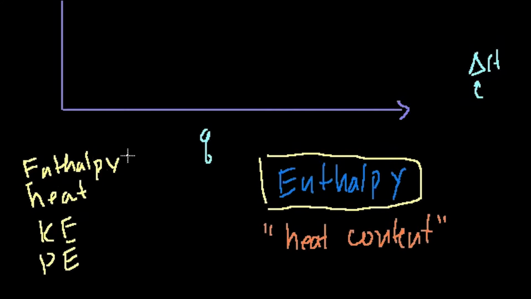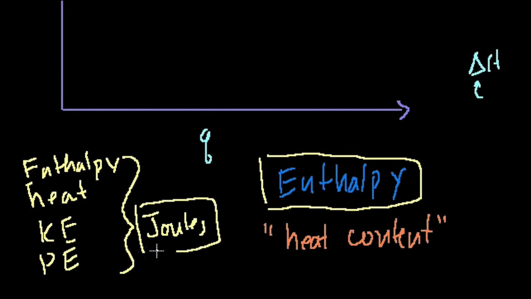These are all forms of energy, and these are all measured in joules. They might be measured in other ways, but the traditional way is joules. And energy is the ability to do work. And what's the unit for work? Well, it's joules, force times distance. But anyway, that's a side note.